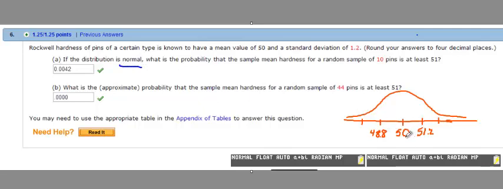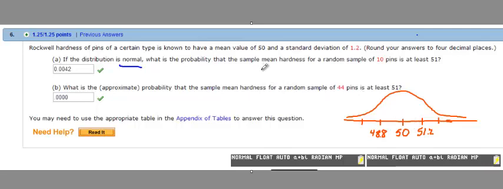We have a mean value of 50, standard deviation of 1.2, meaning that we have a 1.2 plus and minus on either side of 50 as our one standard deviation away. That would mean that about 68% of the data lie between 48.8 and 51.2. That's not what they're asking us, but just to get a good feel for the data.